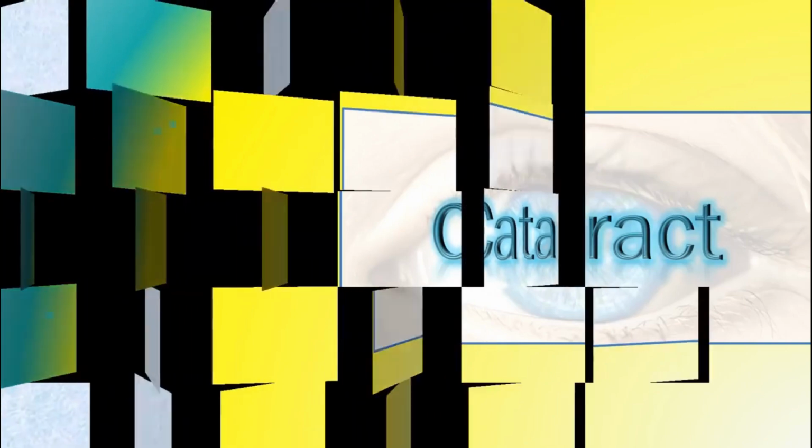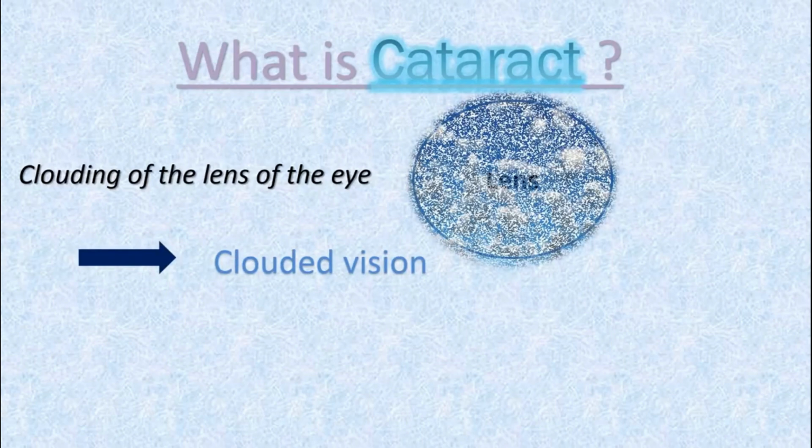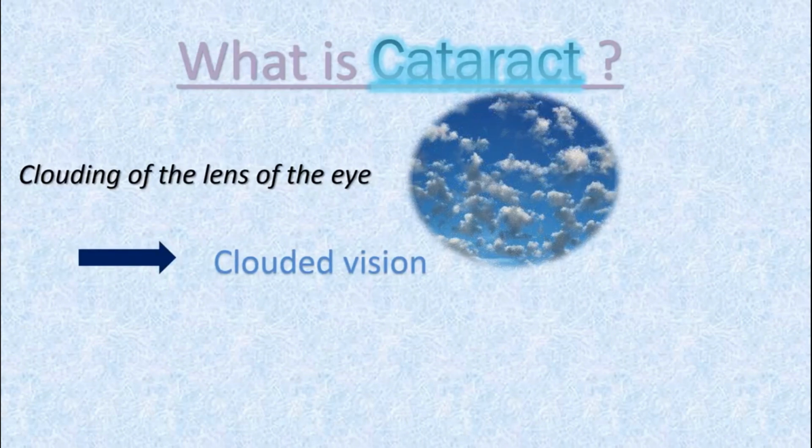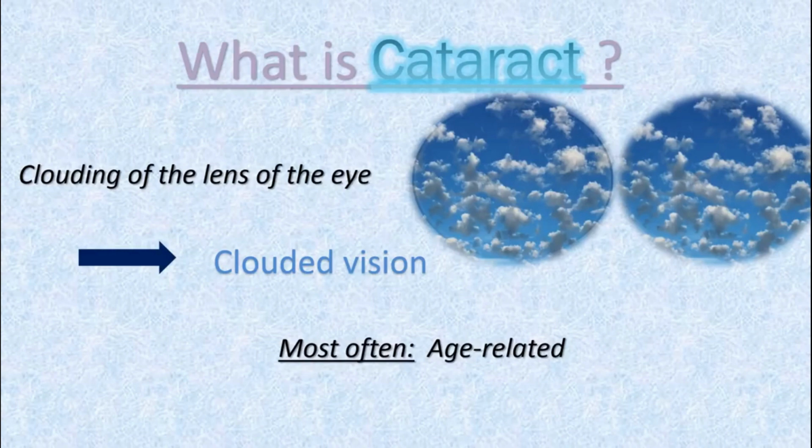First, let me explain to you what cataract is. A cataract is basically a clouding of the lens of the eye, which causes clouded vision. It can occur in either one or both eyes, but it cannot spread from one eye to the other. Most cataracts are related to aging and are very common in older people.